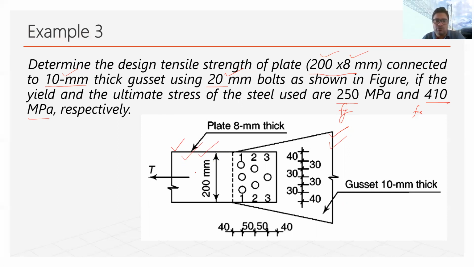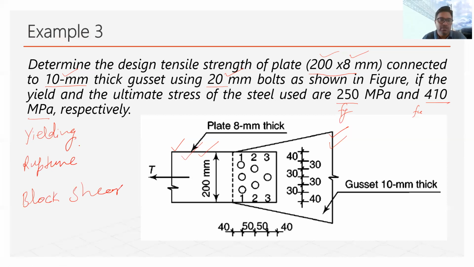Now, to find out the design tensile strength of the plate, we have to understand how this plate can fail. Any tension member can fail in three ways. It may fail in yielding, it may fail in rupture, and it may fail in block shear. All three terms I have explained in the previous lecture, so you can refer to that if it is not clear to you.